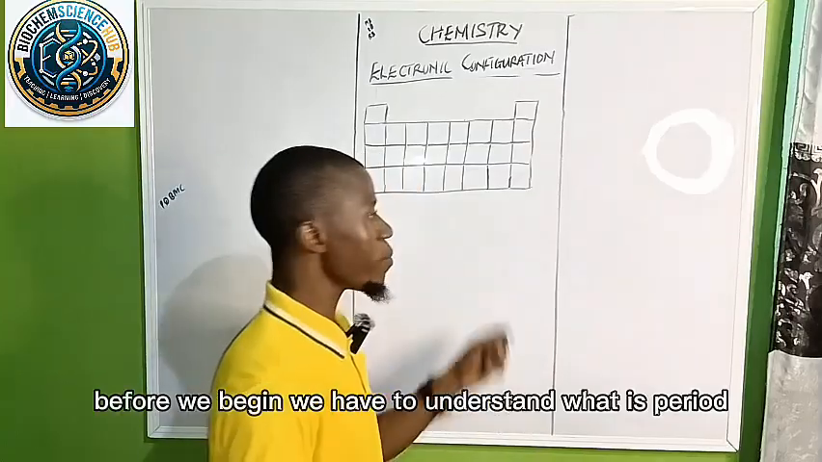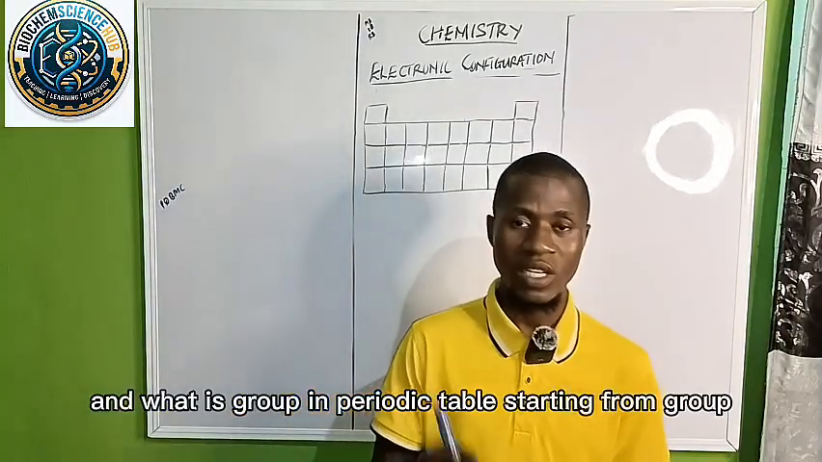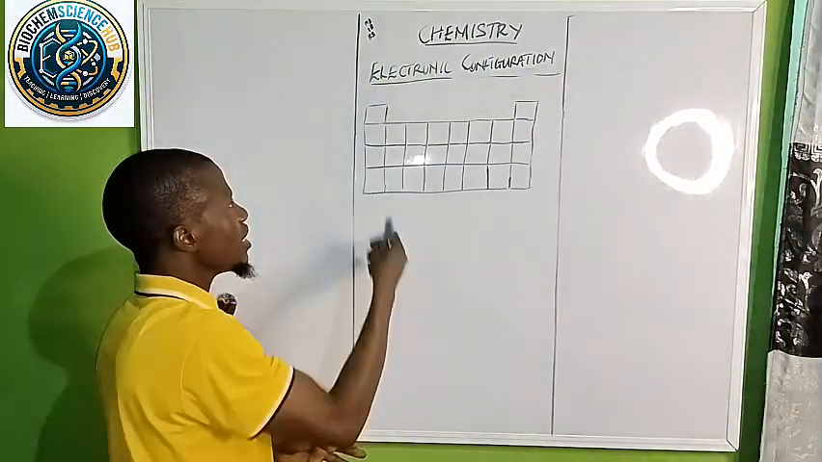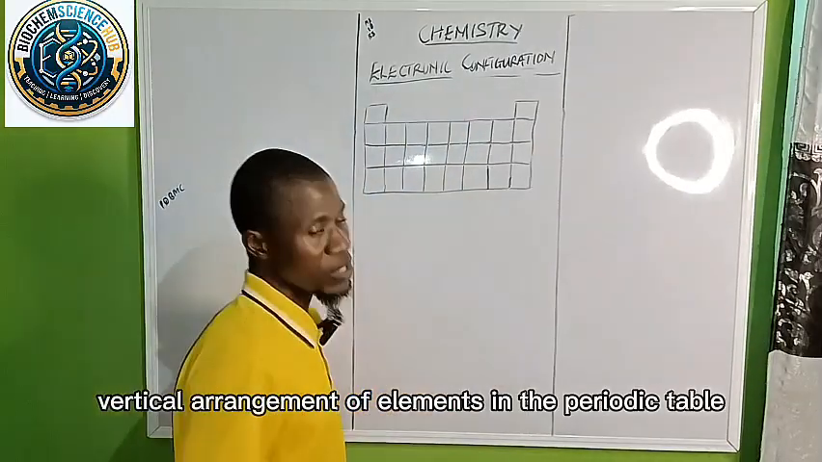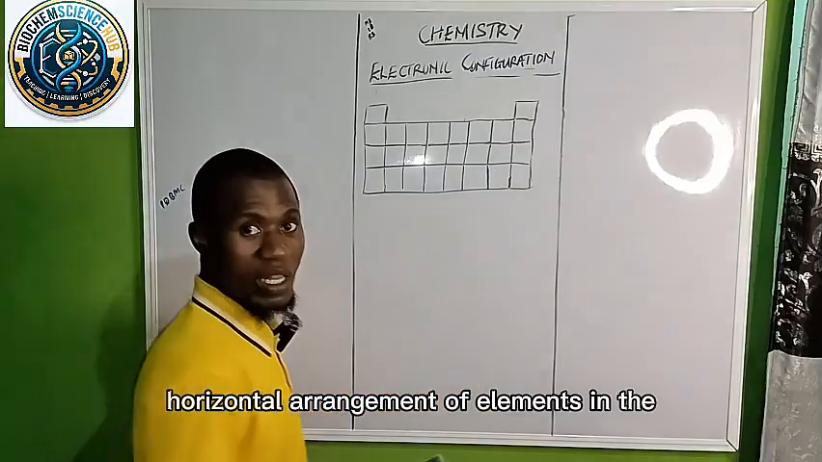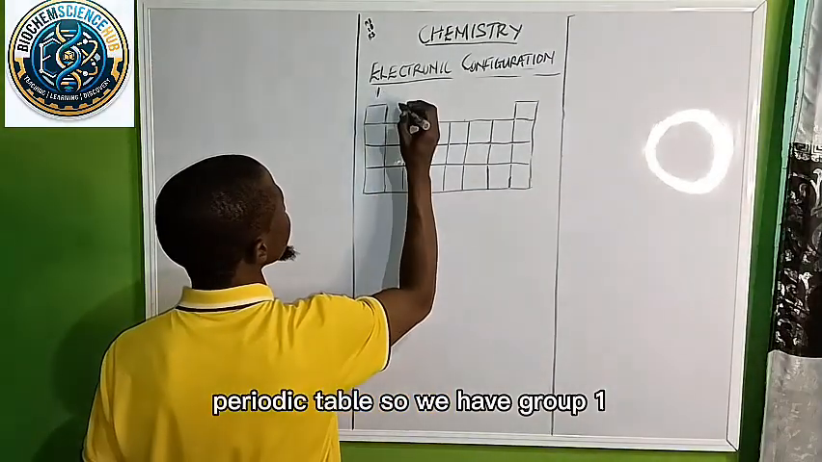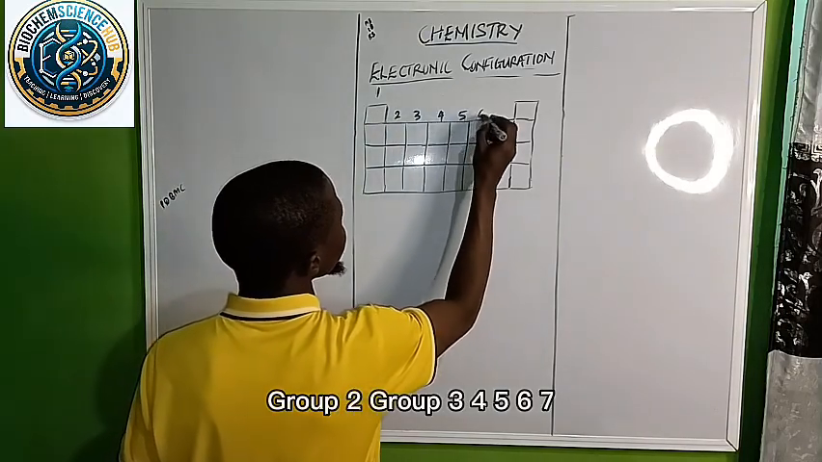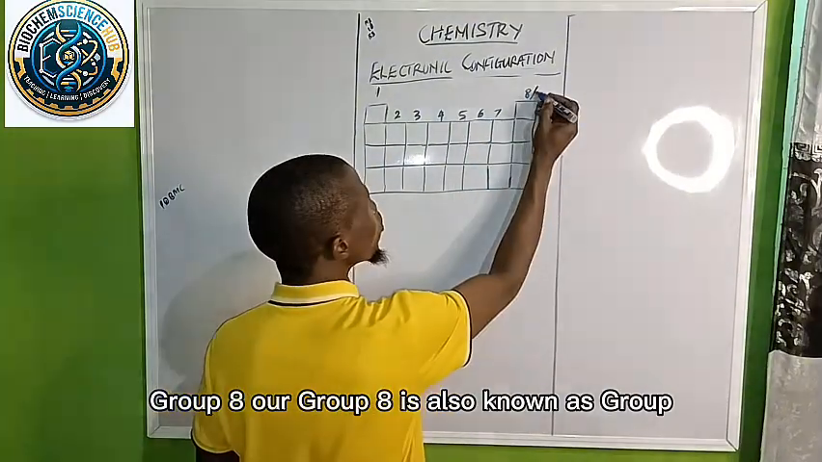So practically before we begin, you have to understand what is period and what is group in the periodic table. Starting from group, group is the vertical arrangement of elements in the periodic table, while the period is the horizontal arrangement of elements in the periodic table. So we have group 1, group 2, group 3, 4, 5, 6, 7, group 8. Our group 8 is also known as group 0.